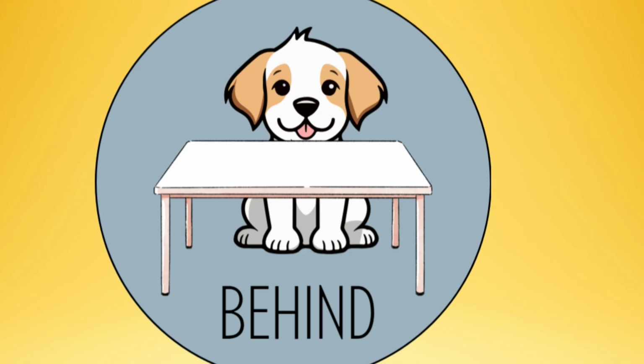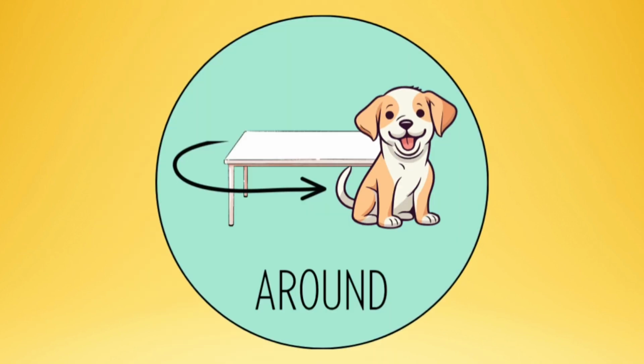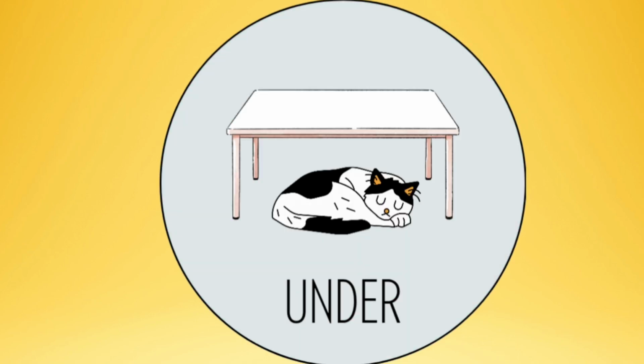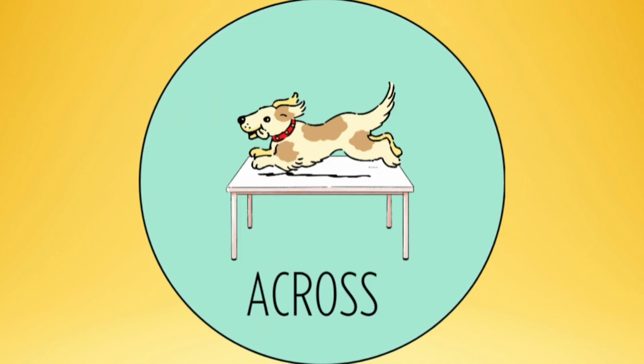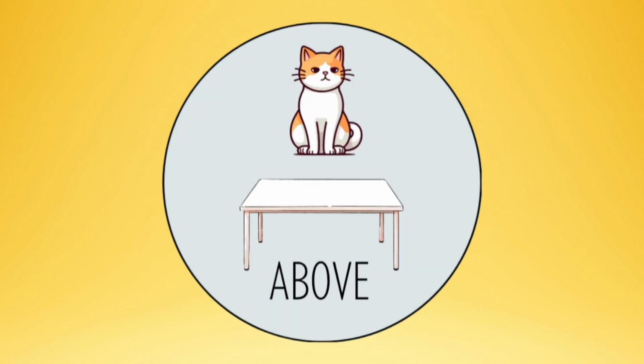Behind, a dog behind the table. Around, a dog moving around the table. Under, a cat is sleeping under the table. Across, a dog is running across the table. Above, the cat is sitting above the table.